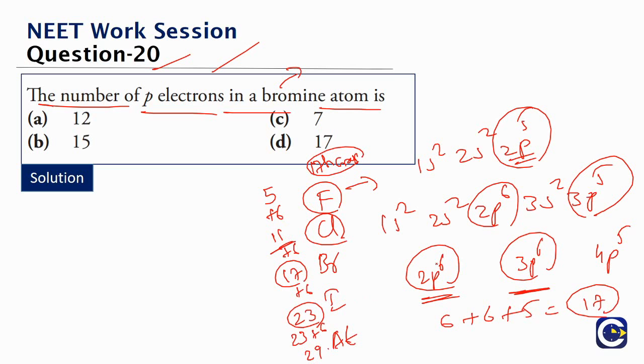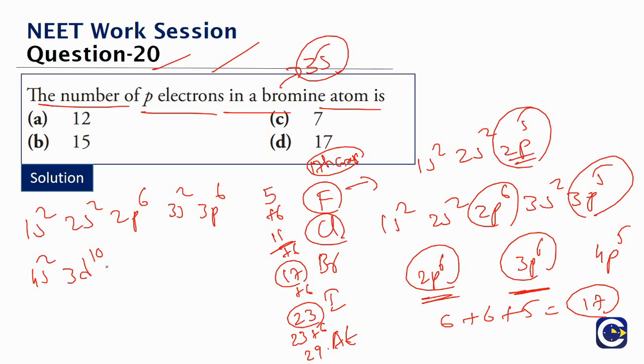Otherwise, we can also answer the question if we do not have the periodic table at hand, because we will have to look at answering questions from the point of view where we have an overview of all the chapters together. But we can also answer the question if we just go by the electronic configuration. Bromine's atomic number is 35. So for 35, what will be the arrangement? 1s2, 2s2, 2p6, 3s2, 3p6, 4s2, 3d10, then 4p5.